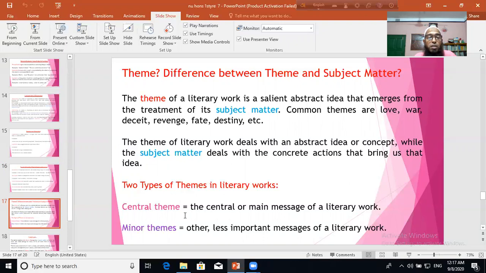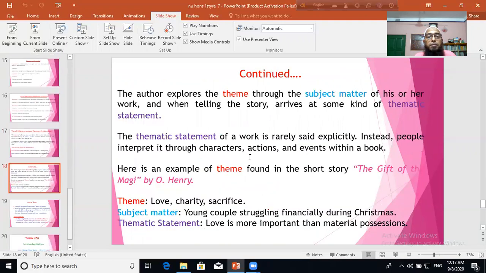Two types of themes are there. Central theme means the central or main message of a literary work. Minor themes means other themes, less important messages of a literary work. Now let us see. In this example, you can understand the difference between subject matter and theme. The author explores the theme through the subject matter of his or her work, and then, when telling the story, arrives at some kind of thematic statement. The thematic statement of a work is rarely said explicitly. Instead, people interpret it through characters, actions, and events within a book.